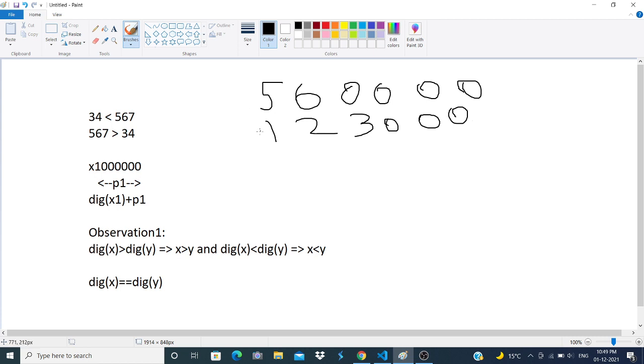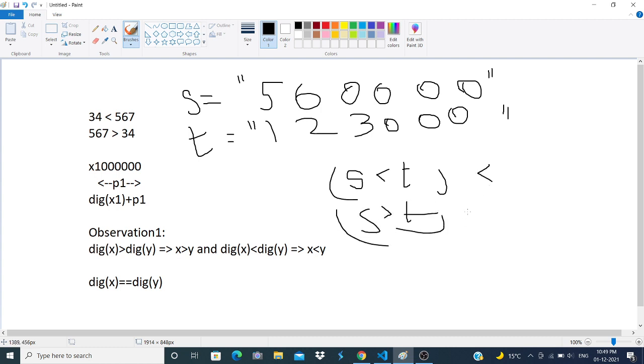So how do we compare them? Basically, we can store the first number in some string s, and store the second number in some string t. Now we can simply compare them, right? There is a function: if s is lesser than t, then print this. If s is greater than t, then print this, else equal to.